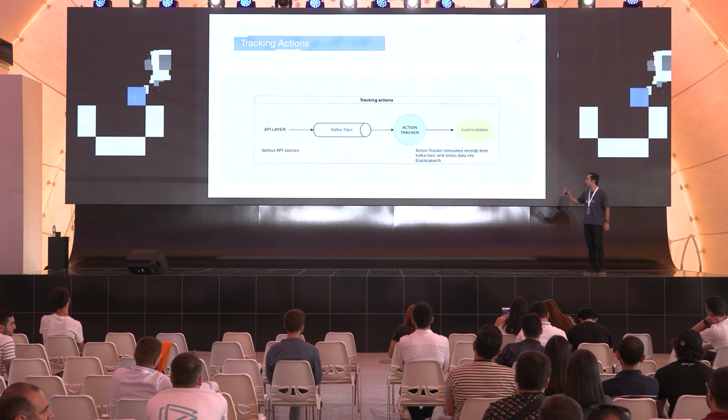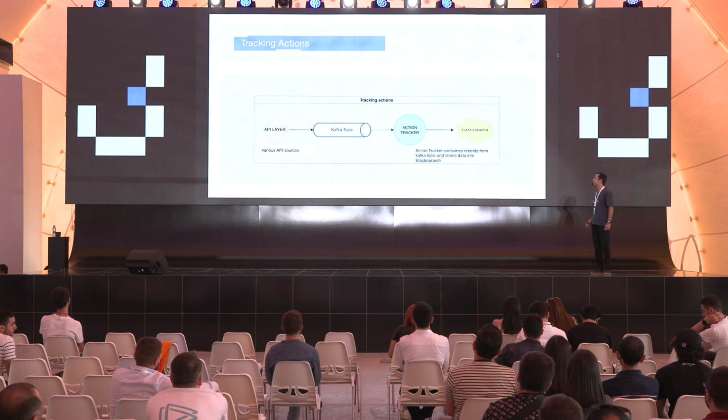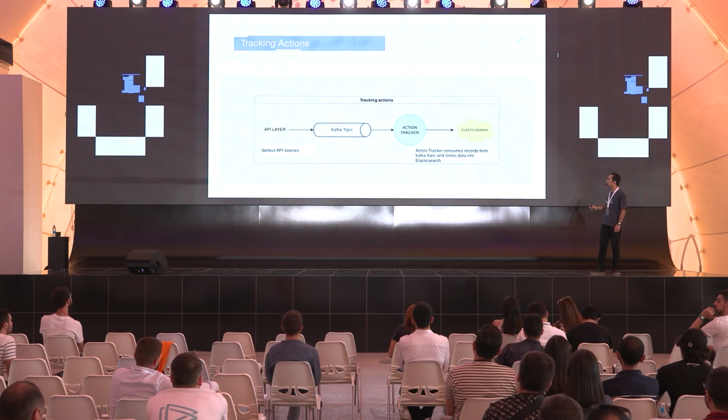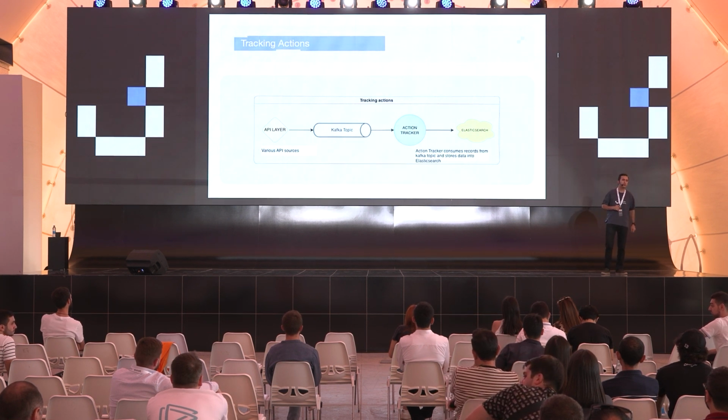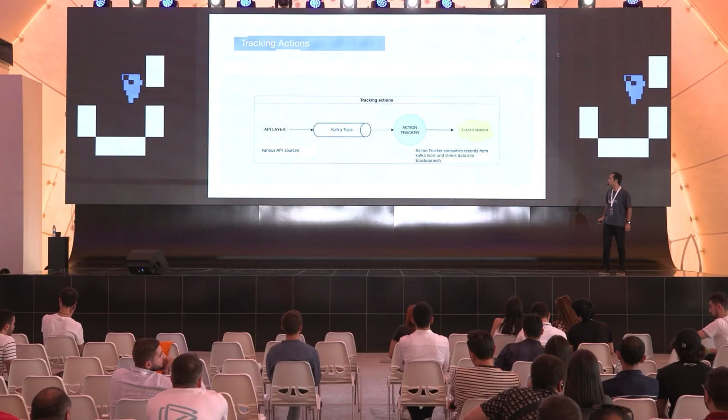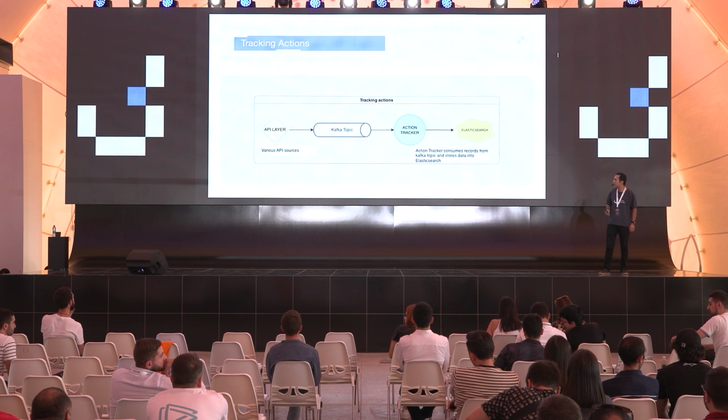And here we can see that various API sources just need to produce some kind of messages to the Kafka topic, and then the action tracker service, which is responsible for tracking and storing those actions, will consume messages from the Kafka topic and will store them into the Elasticsearch. After that, our analytical and report generation service will load data from the Elasticsearch and will generate the reports.